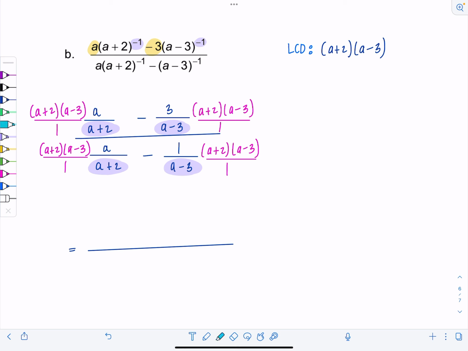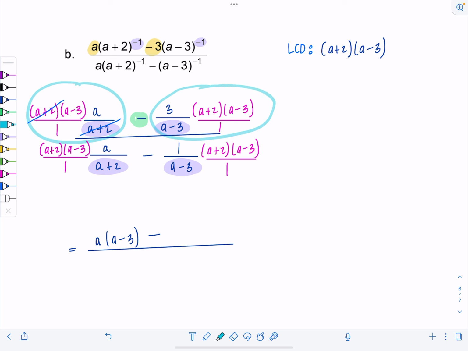So let's look at this first term here. What's going to cancel? The a plus 2. So we're just left with a times a minus 3. And then we have minus, okay, bring down that minus sign. And then what's left over here? Let's see. A minus 3 cancels, so I have 3 times a plus 2.